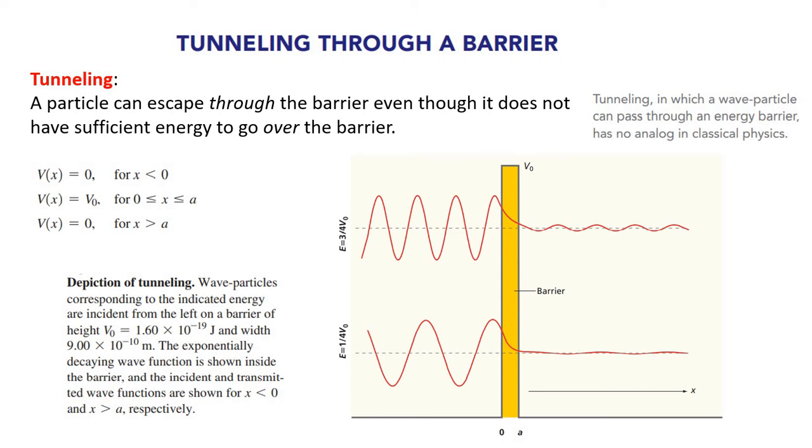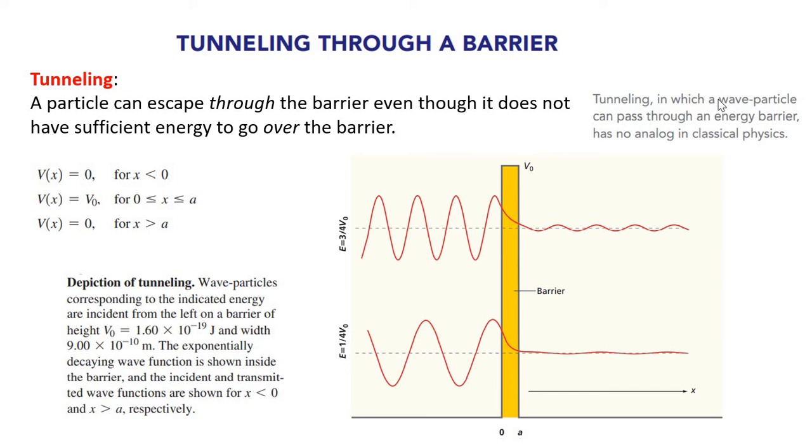Probability of what? Postulate 1 says that mod psi square gives you the probability of finding the particle. So if psi is there on the right hand side, then psi square is there. That means probability density is there, that means probability is there. That means you have some probability to find the particle in the region which was restricted classically.